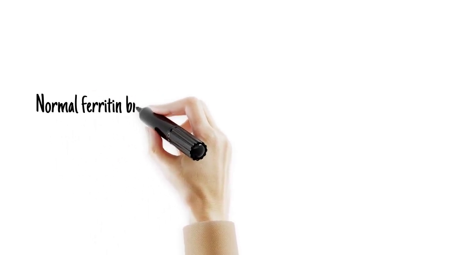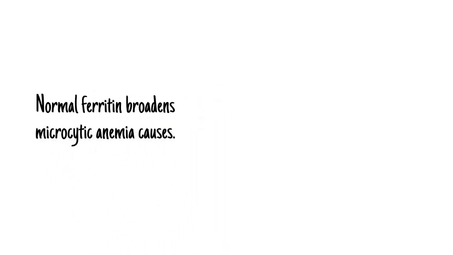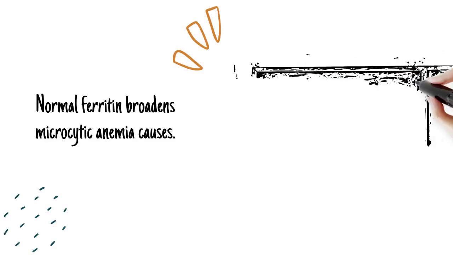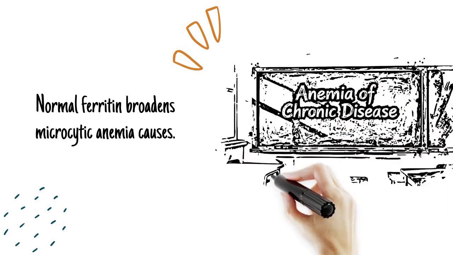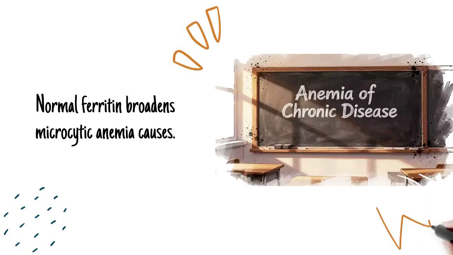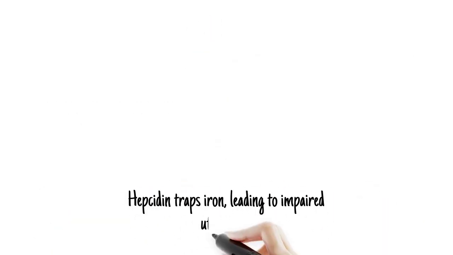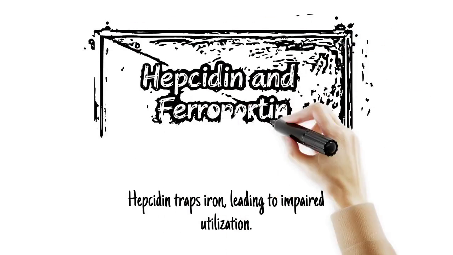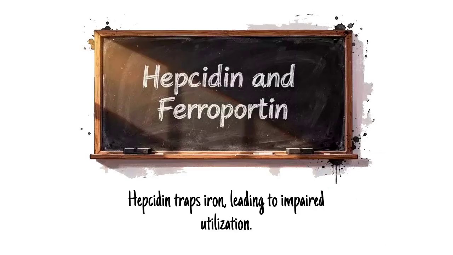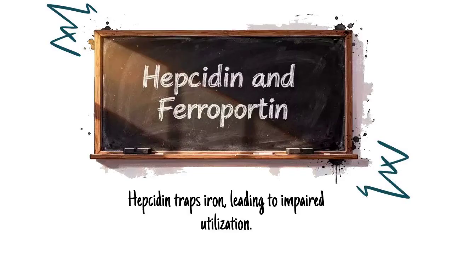If ferritin is not low, the differential for microcytic anemia broadens. Anemia of chronic disease, also called anemia of inflammation, occurs when chronic inflammatory cytokines, particularly interleukin-6, drive hepcidin production by the liver. Hepcidin then internalizes and degrades ferroportin on enterocytes and macrophages, trapping iron inside cells and starving the marrow of usable iron despite adequate stores. So ferritin is normal or high, but iron utilization is impaired.